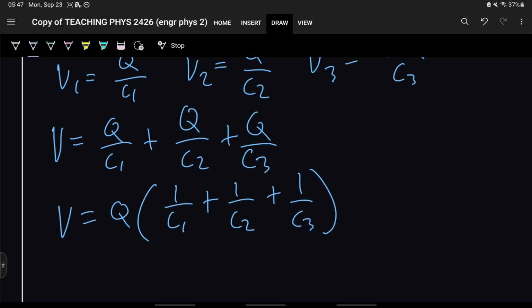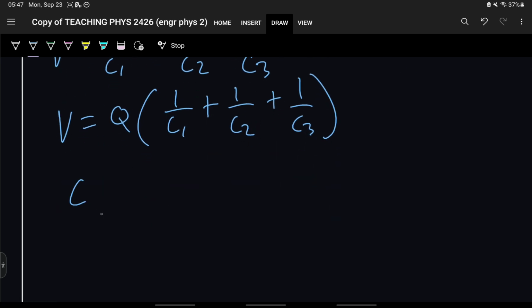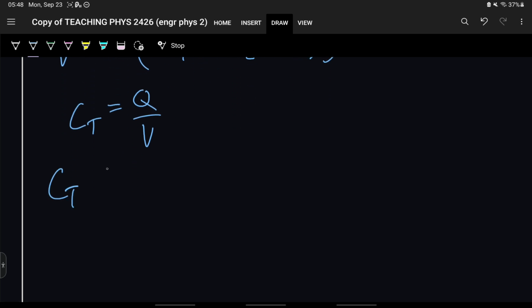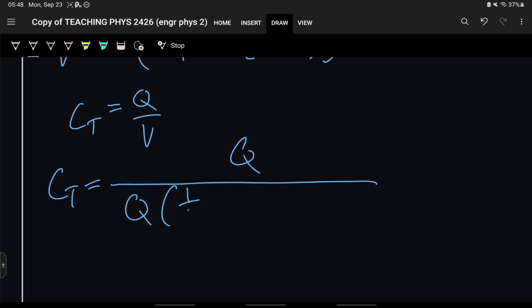And by definition, the total capacitance C sub T is the ratio of the total charge Q to the total voltage V. So we can go ahead and write that out as C sub T is equal to Q divided by V. From the equation above, we can solve for C of T by substituting for V. So pretty much we can get C of T is equal to, in a really long division sign, Q on top, and it's going to be Q times 1 over C1 plus 1 over C2 plus 1 over C3. Okay, maybe I was exaggerating a little bit with this division sign.